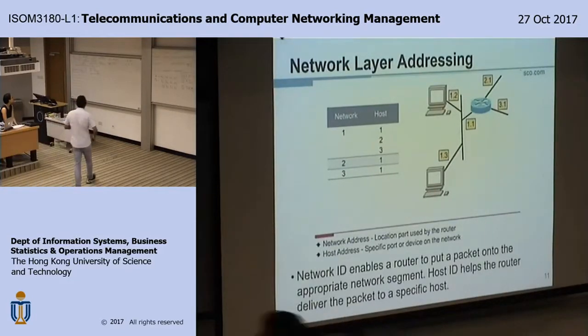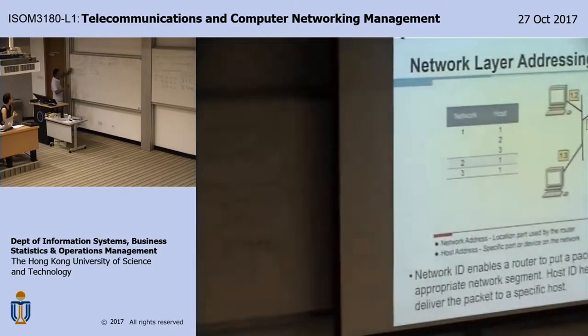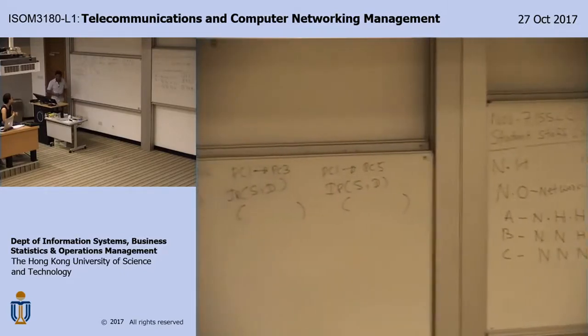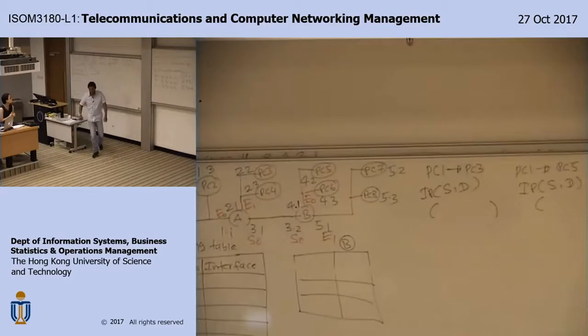Can you guys complete the routing table of router A now? Please complete the routing table of router A. We have IP address and then interface. Do it now, guys, quickly. Do it only for A, don't do it for B. I'll tell you why not for B. Please do it for A. Routing table of router A.